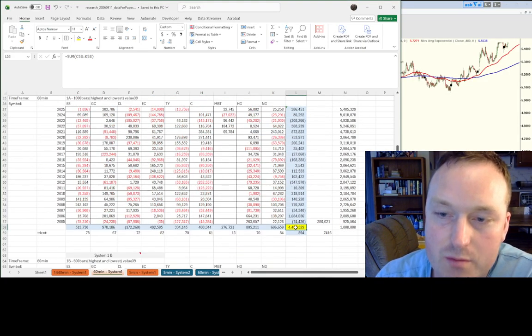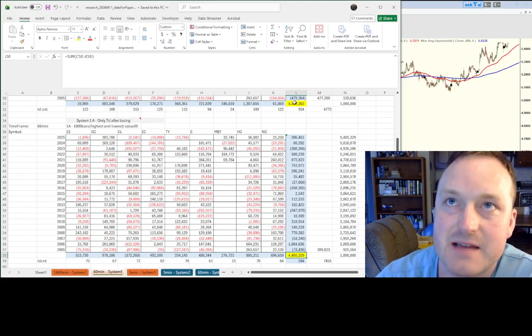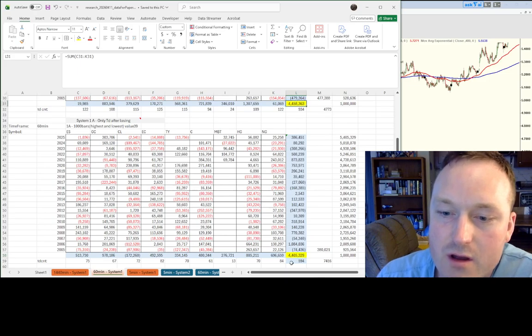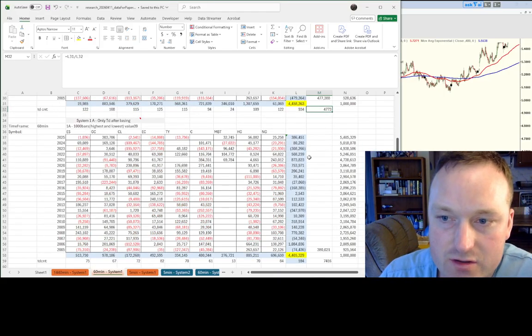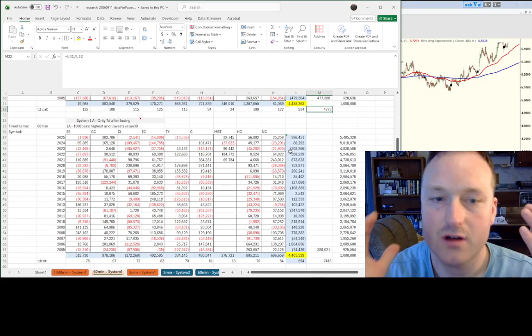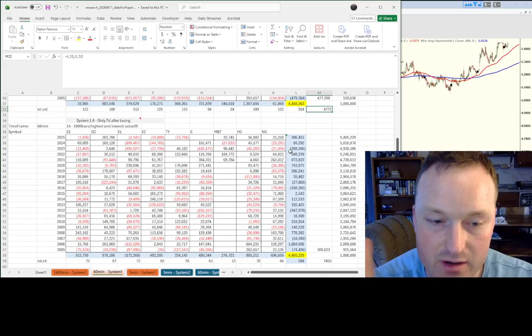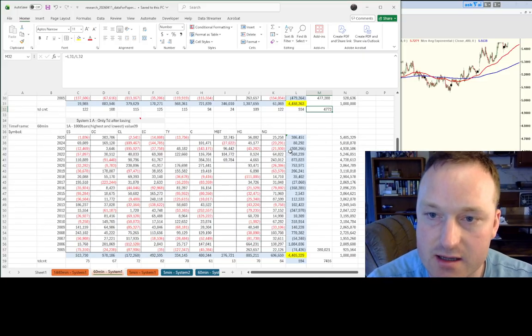We make 4.4 mil. That's the exact same amount of money. 4.4 mil, 4.4 mil. Well, what's the difference? Well, we take 60% of the trades. That means we take 600 trades, they take 900 trades. So our reward per trade is about 7,000, and their reward per trade, trading every single time, is 4,700.